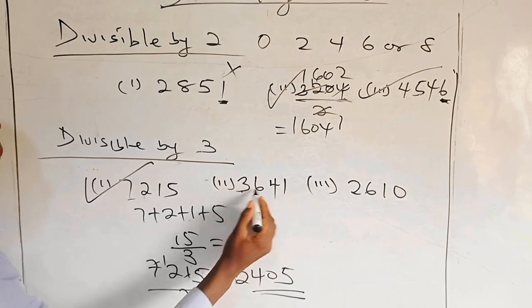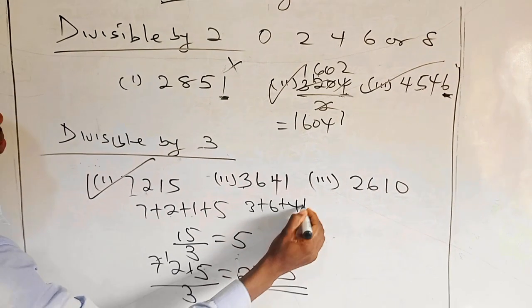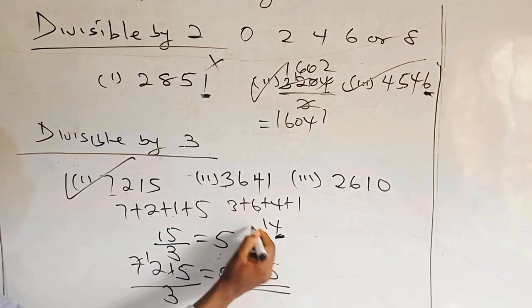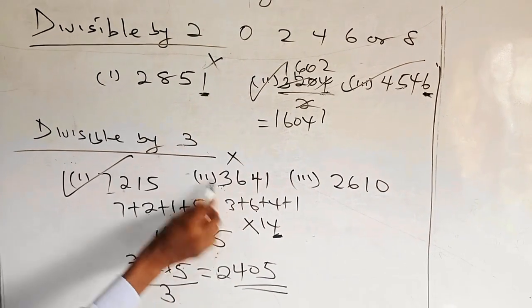Let us check this. 3 plus 6 plus 4 plus 1. 3 plus 6 is 9, 9 plus 4 is 13, plus 1 is 14. Can I divide this one by 3? No. So I can't divide this number by 3.